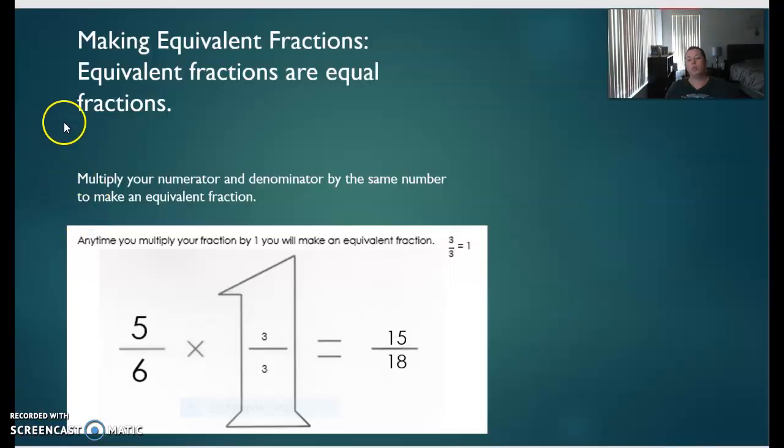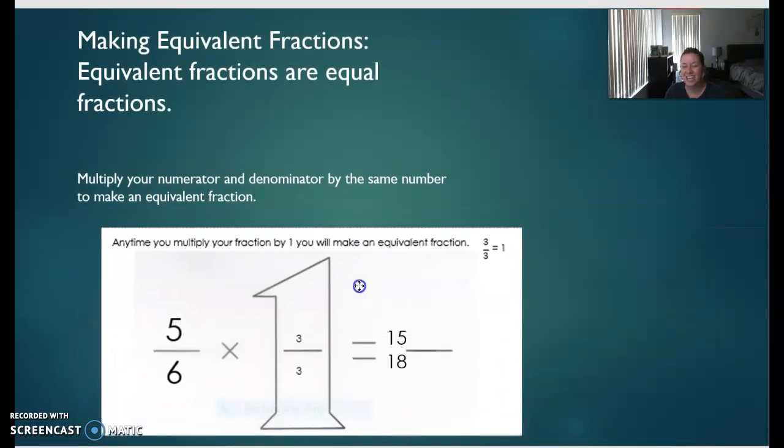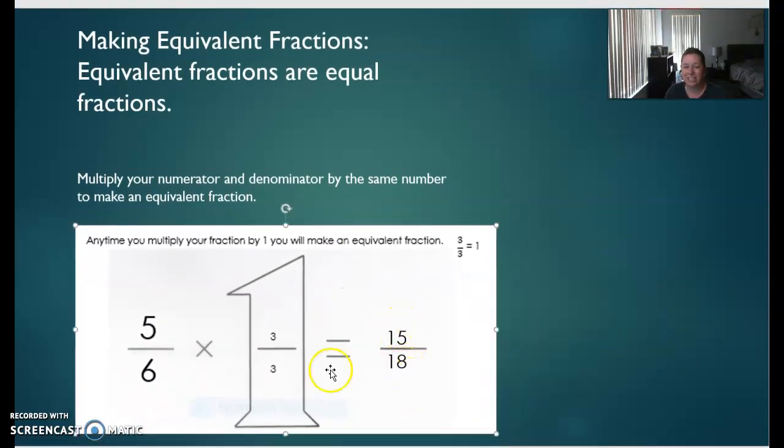So how do we make equivalent fractions? Whatever is on this side of the equal sign is the same as this side. To make 5/6 the same as 15 over 18, we multiply the numerator and the denominator by the same number. If I multiply 5 by 3, I have to multiply 6 by 3. 5 times 3 equals 15. 6 times 3 equals 18. So 5/6 is the same as 15/18. Okay?